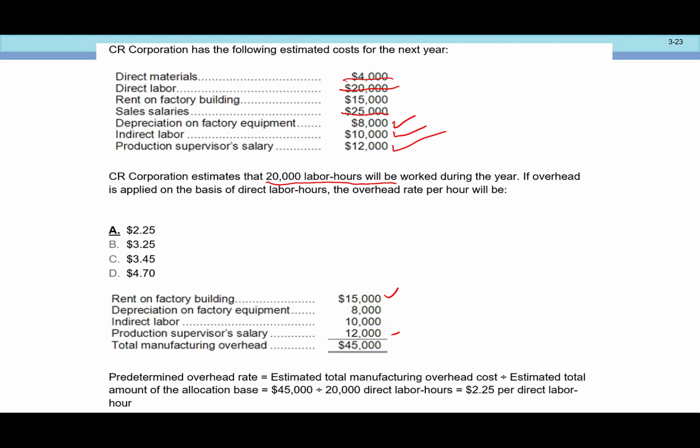That seems reasonable. So I go ahead, I take the 45,000, I divide that by the 20,000 direct labor hours, and so my predetermined overhead rate is 2.25. Very similar to what we did a minute ago. Big difference is we had to pick out the indirect costs, right? So we'll use indirect.